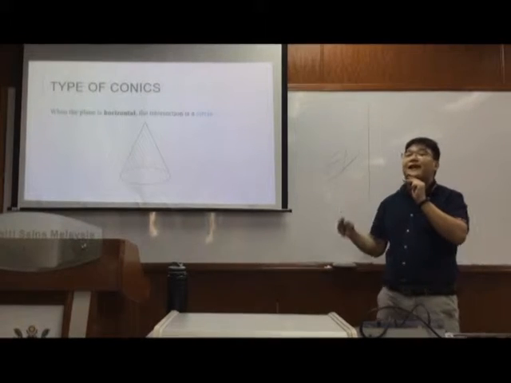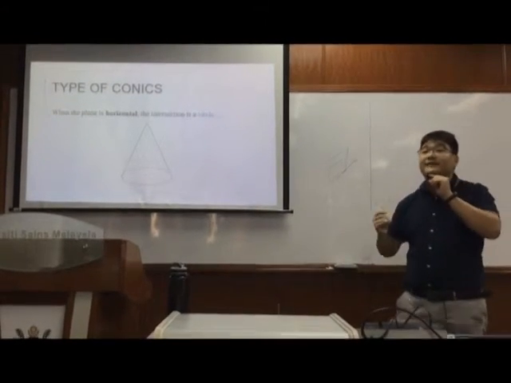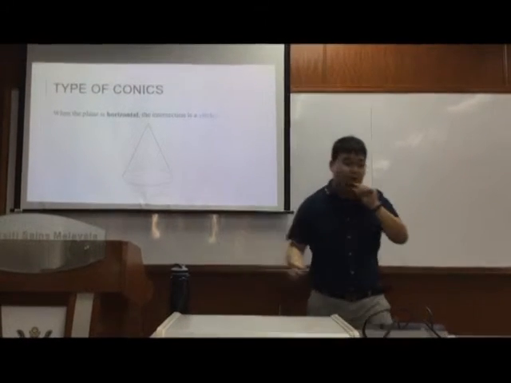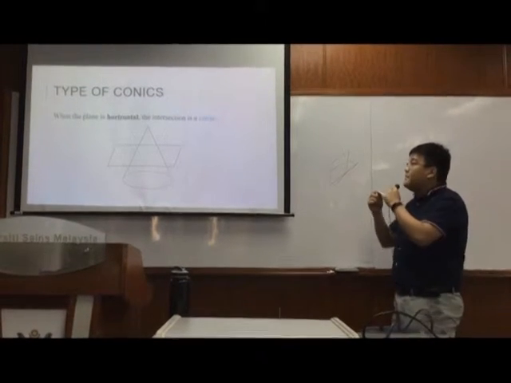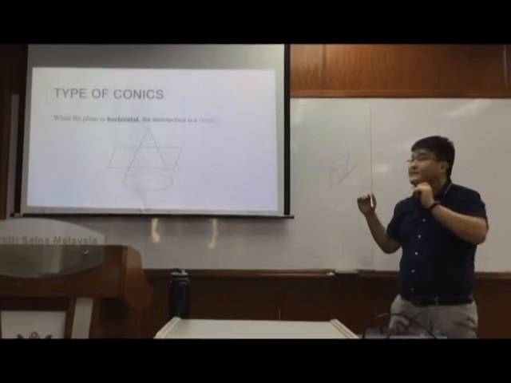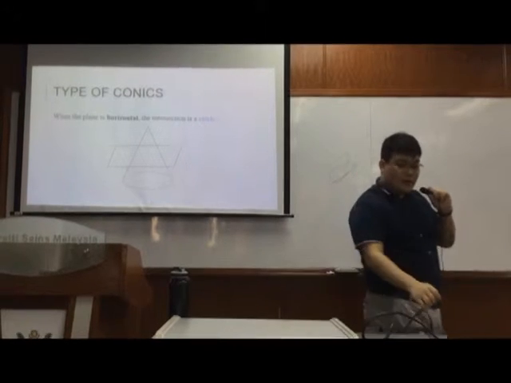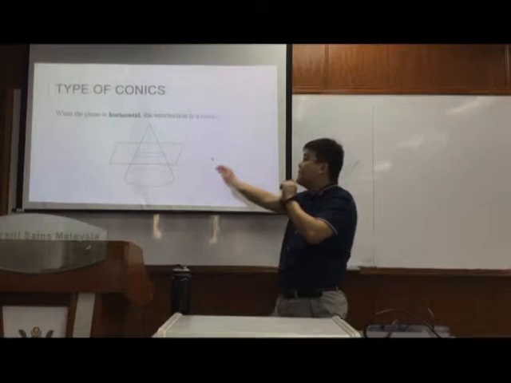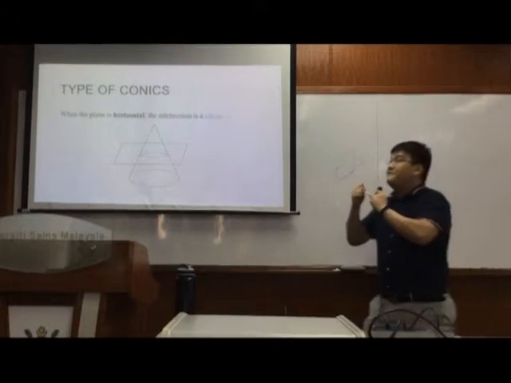When a plane intersects the cone at different angles, we will get different conics. Let's say you have a right circular cone and the plane intersects the cone horizontally, meaning there is no angle between the plane and the base. When this plane intersects this cone, we obtain a curve known as a circle. When you see it from the top view, you will see a perfect circle.